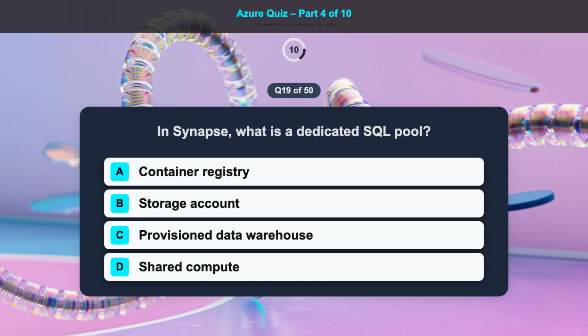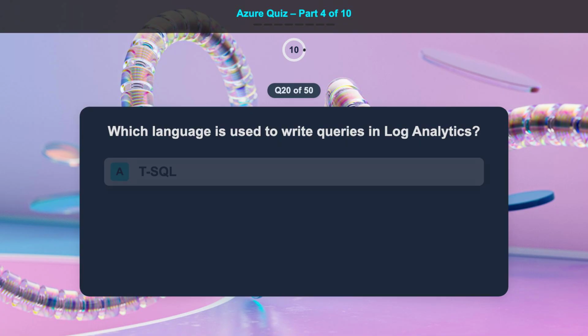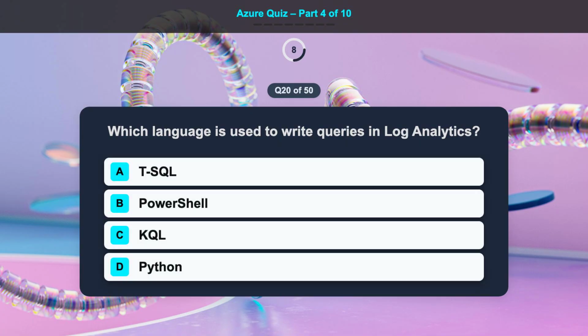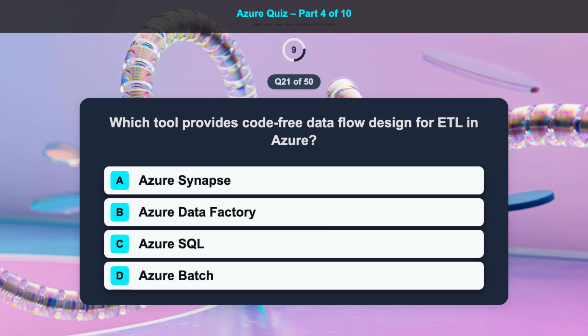Question 19. In Synapse, what is a dedicated SQL pool? Question 20. Which language is used to write queries in Log Analytics? Question 21. Which tool provides code-free data flow design for ETL in Azure?